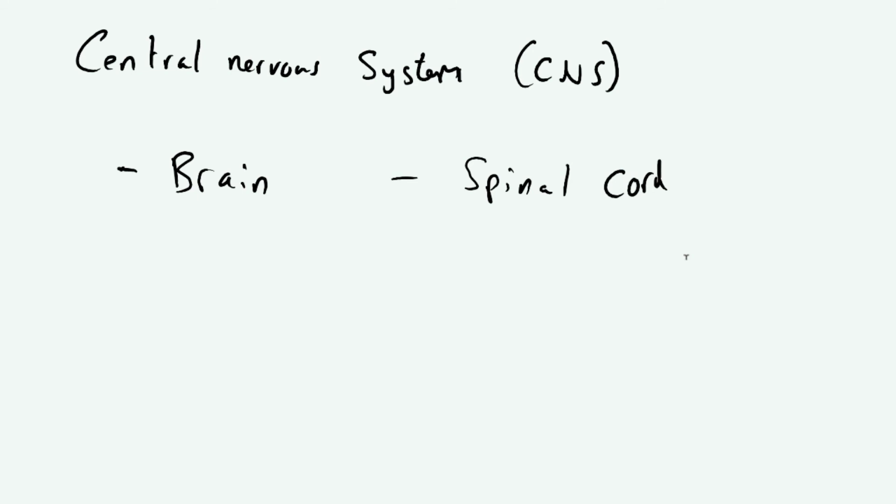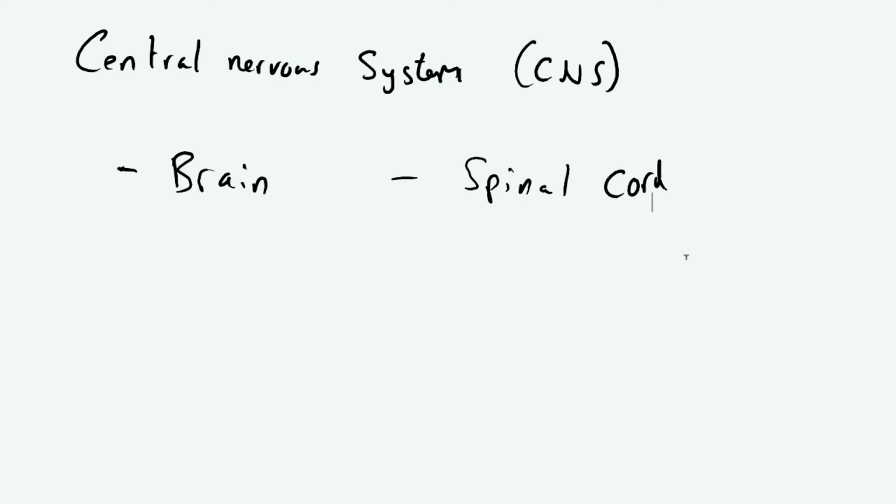Now, basically, whenever a receptor detects something, the information is sent via a sensory neuron to the central nervous system, right? The central nervous system is where that information is going to be processed, and then if an action is going to be taken, then that action is going to be organized by the central nervous system, right?